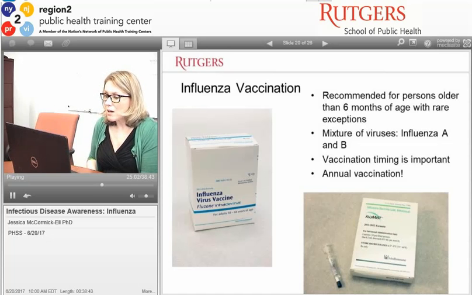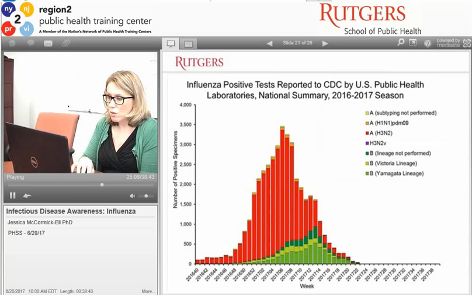And the timing of vaccination is really important. If we look back a couple of slides to when we saw influenza positive tests occur, we see them in December, late November. That's right around the time people are realizing they haven't had their flu shot. Flu shots start to be advertised in September or October. That is when you should get your flu shot.